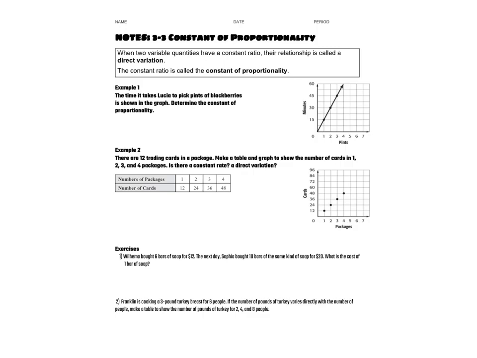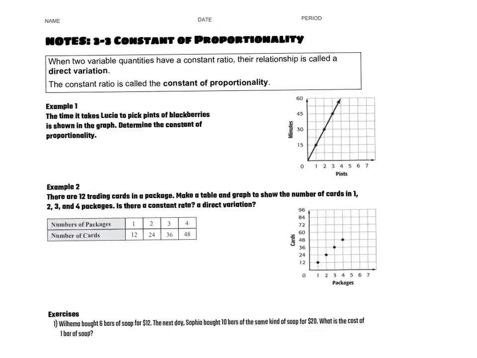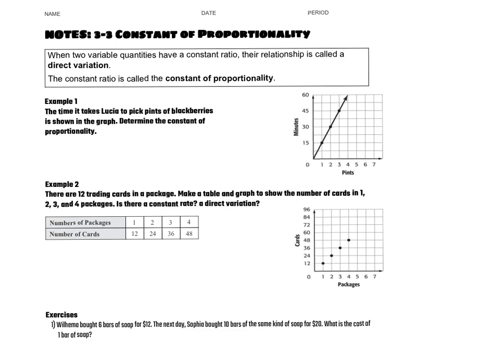Okay, so notes 3.3 talks about constant of proportionality. When two variable quantities have a constant ratio, their relationship is called direct variation. Okay, so what you found yesterday was the constant of proportionality. It is what is per whatever. What's happening per item, per gallon of gas, per all those things. So like today, the constant ratio is going to be called that constant of proportionality. That's the vocabulary word. It is going to show up over and over and over again. So be aware of that.